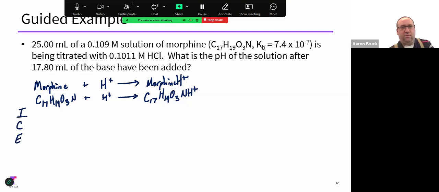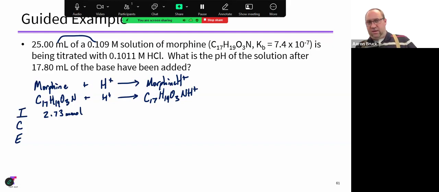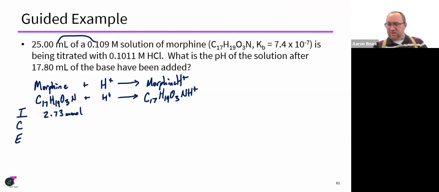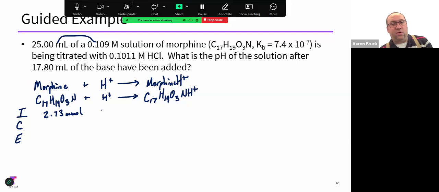Setting up our ice table. 25 times 0.109 is 2.73 millimoles. 17.8 times 0.1011 is 1.800 millimoles. And we have no product at the start here.